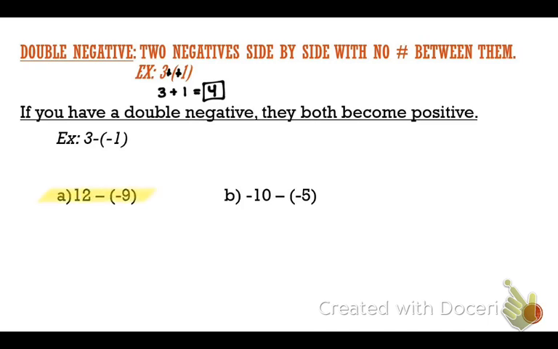12 minus negative 9. Do you guys see a double negative? Do you see this negative sign and this negative sign? Yes. With no number between them? Guess what that's called, guys? A double negative. What do we always do to a double negative? Make it a positive. So we're going to go ahead and switch this to a positive, positive. Now underneath it, let's just write, that means 12 plus 9.